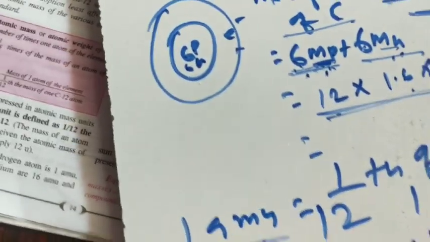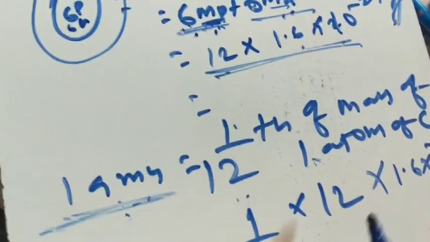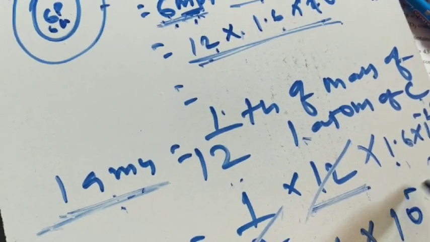That means 1 AMU is 1/12th of the mass of one atom of carbon. 1/12th mass of one atom of carbon means 12 into 1.6 into 10 to the power minus 24 gram. We find it here. Now 12 cancels. That is 1.6 into 10 to the power minus 24 gram. It is the value of 1 AMU. So we write here that it is equal to the mass of a proton.